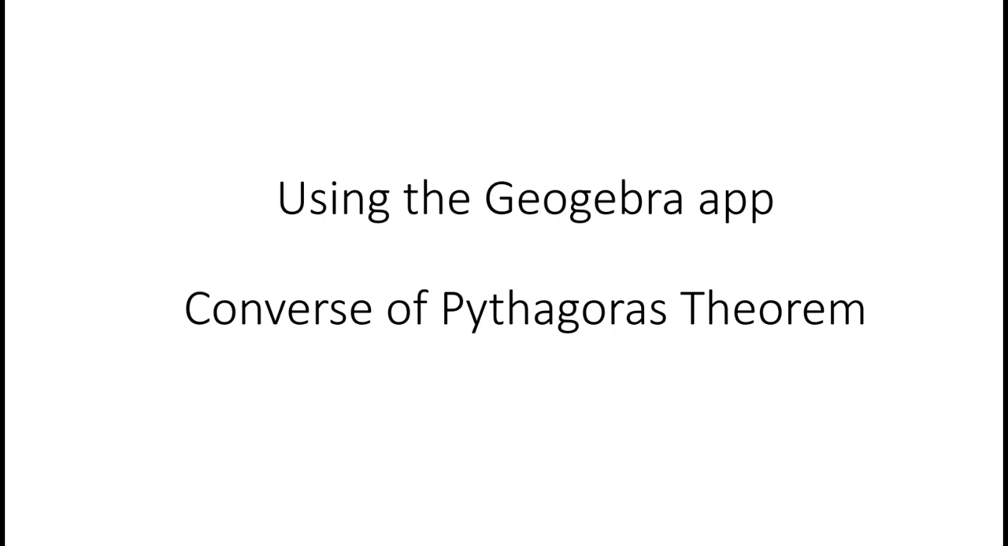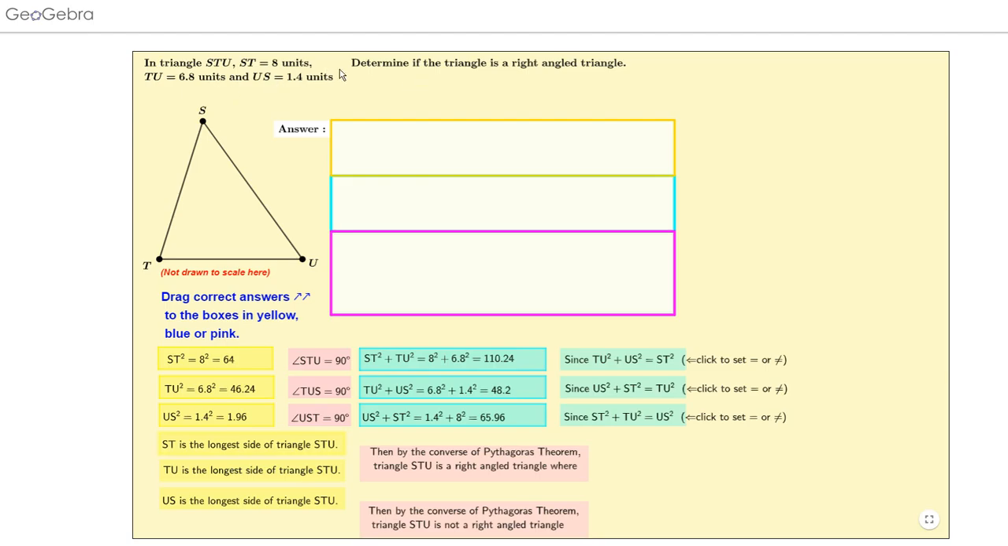How do we use the GeoGebra app to do the converse of Pythagoras' theorem? Here we have a triangle STU and information on its length. Determine if the triangle is a right angle triangle. Drag the correct answers to the boxes in yellow, blue or pink.